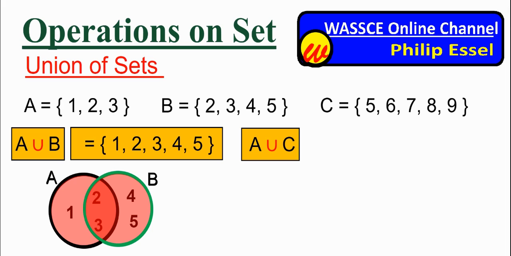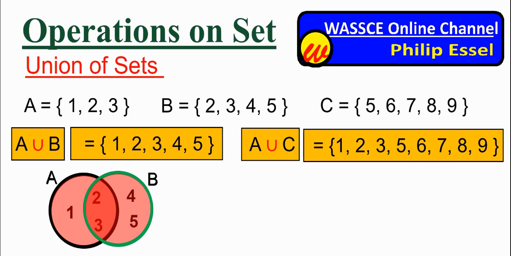To do this, you just take the members or elements of the set A and the members of the set C and join them together. When we do this, our answer will be this: {1, 2, 3, 5, 6, 7, 8, 9}.